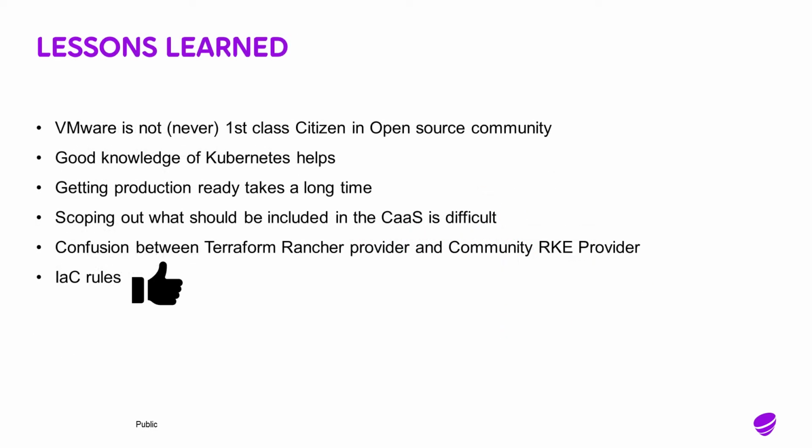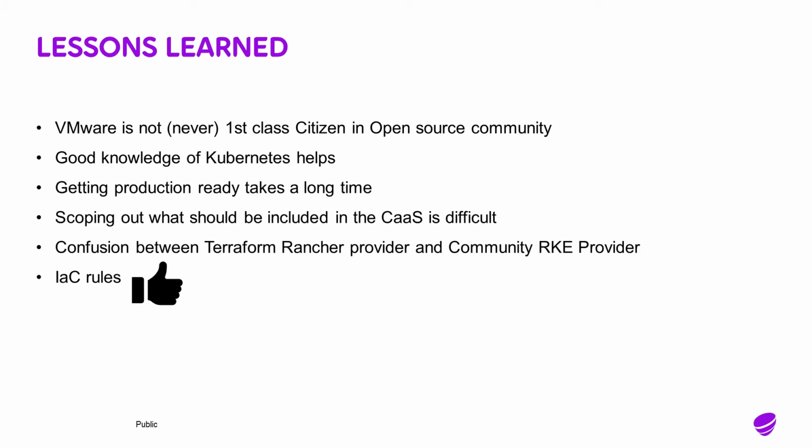And the lessons learned along the way. First, we noticed that VMware is not and never a first-class citizen in the open source community, sadly. Most of the open source products presume that you're in AWS or in Azure. The second good thing is having really good knowledge of Kubernetes, especially of the internal engines running within Kubernetes. And getting production ready always takes more time than estimated.